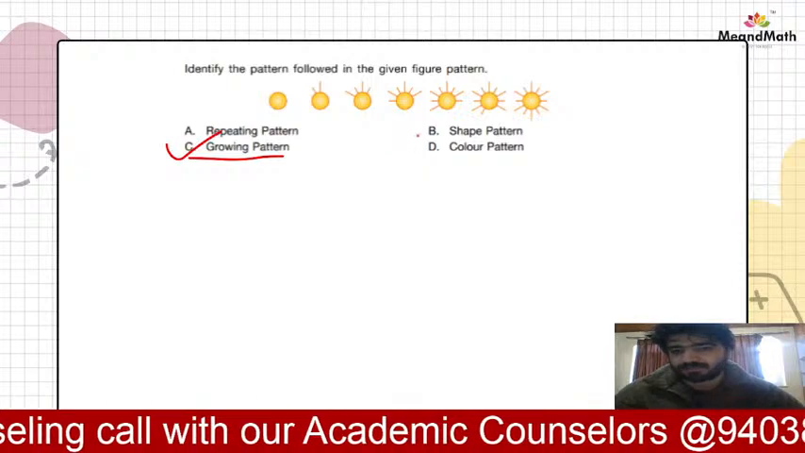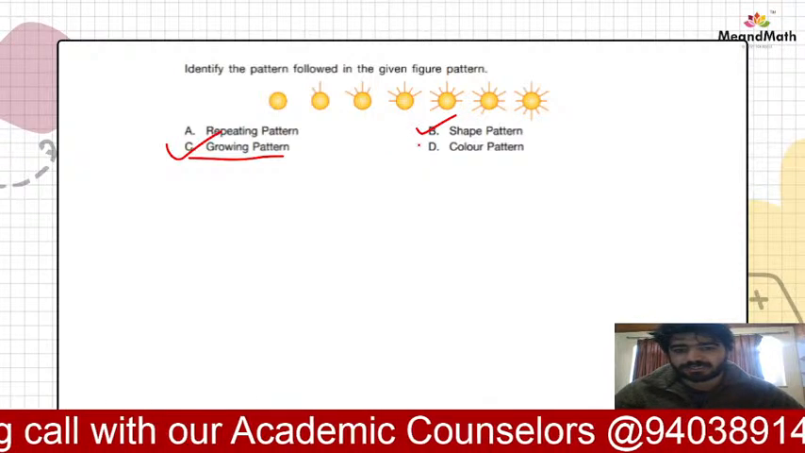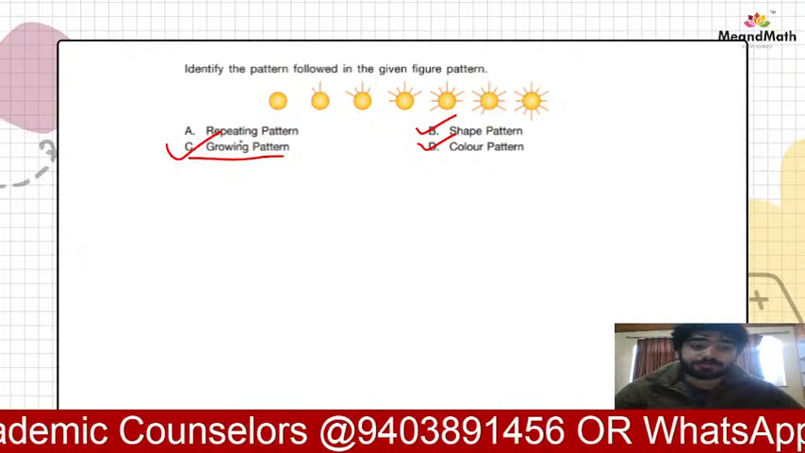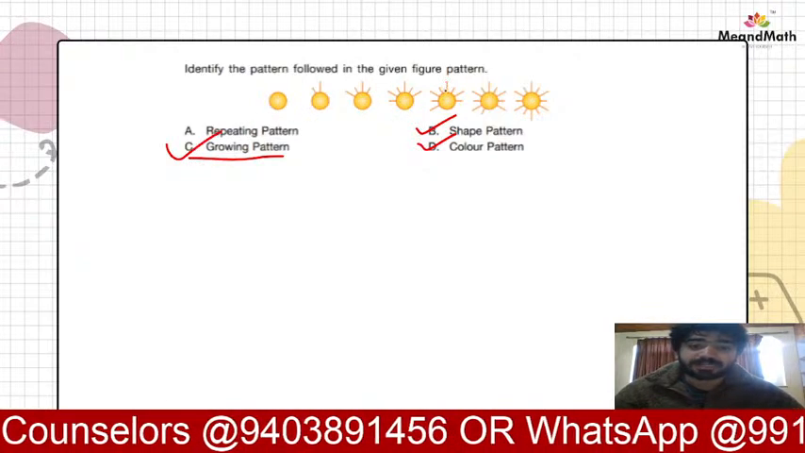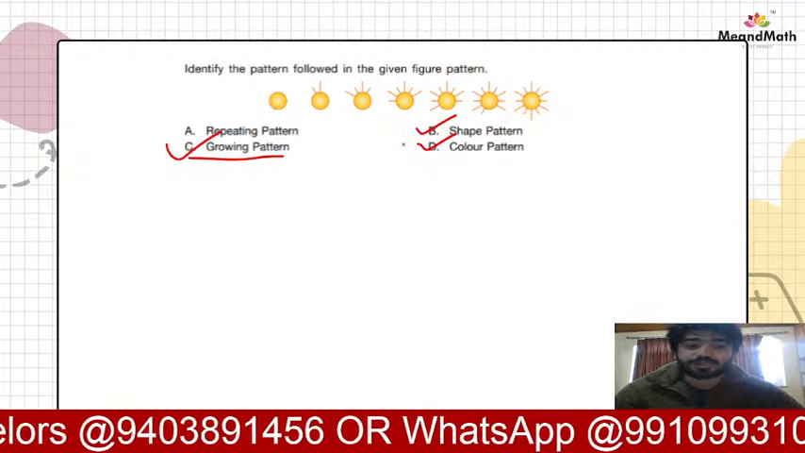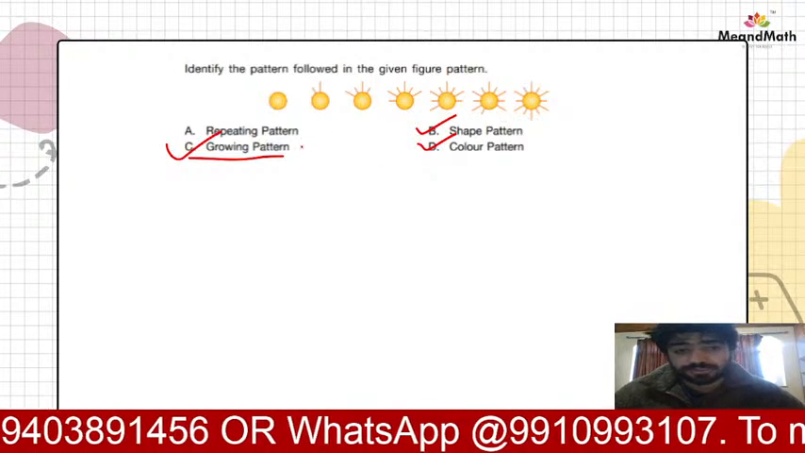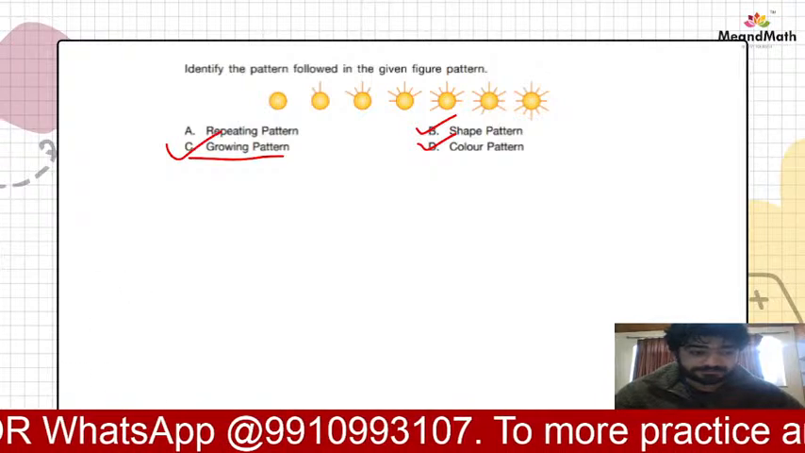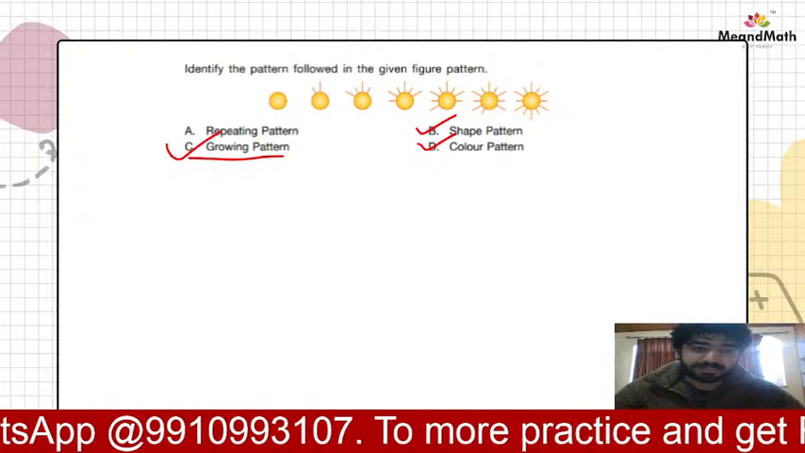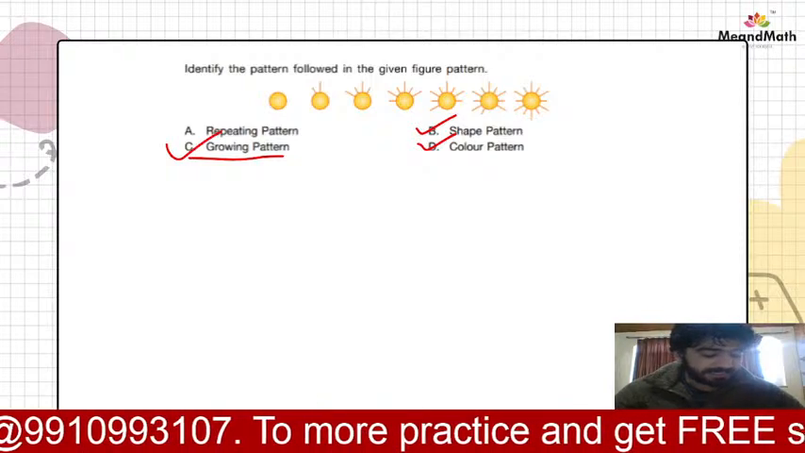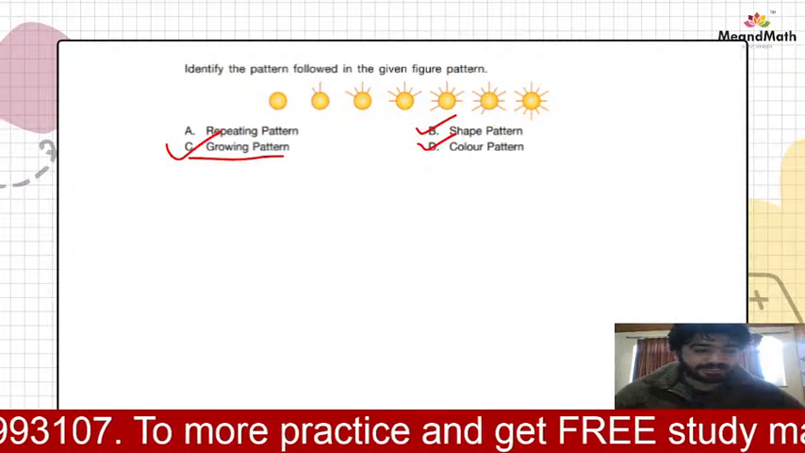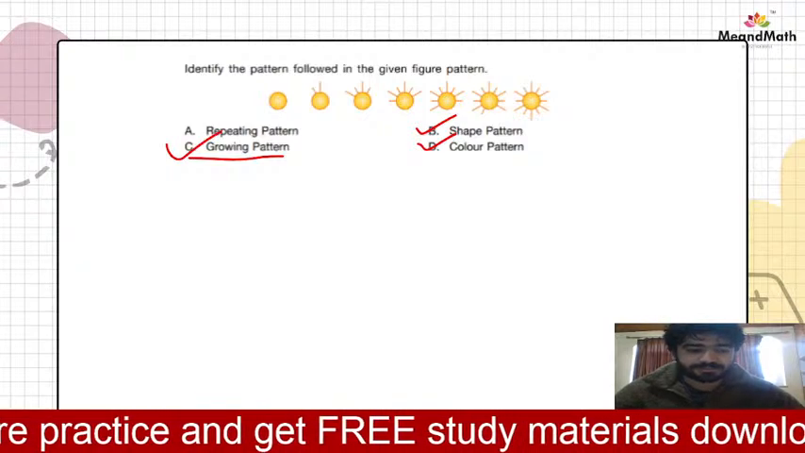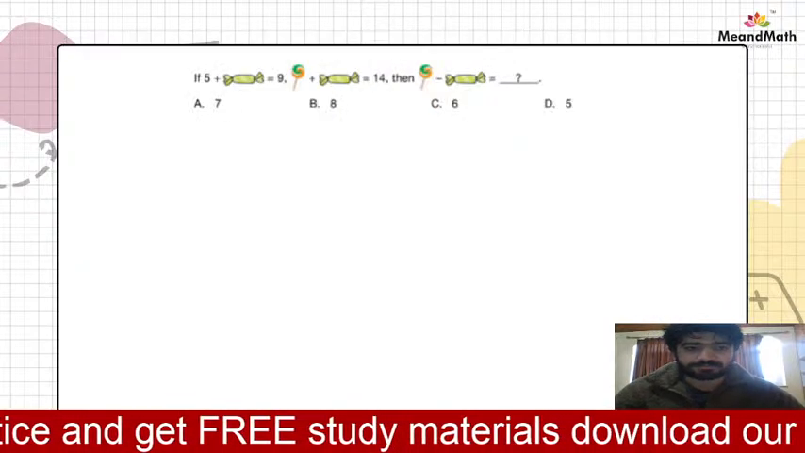Is it a color pattern? No, there is no change in color. So the pattern it is following is the growing pattern, because things are coming out of the circle and it is growing. Isn't it? So well done. It's the growing pattern, Arya and Krish and others. Whoever did this question and understood it, yes, it is the growing pattern.